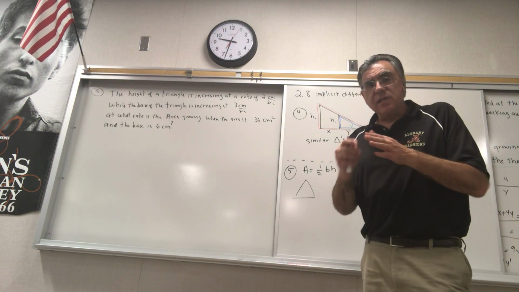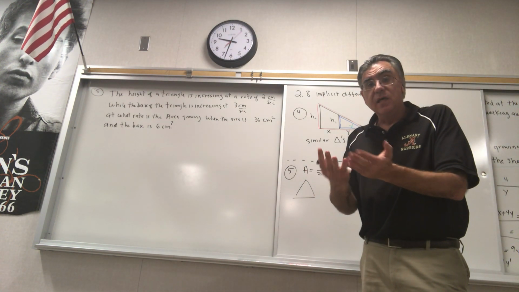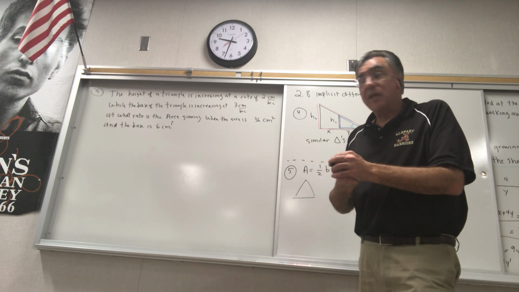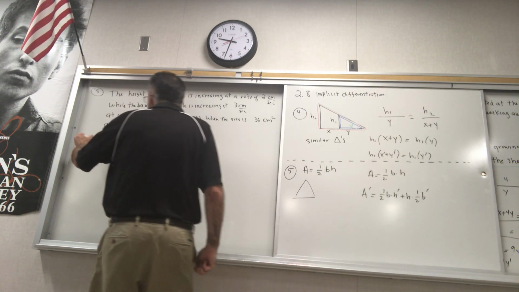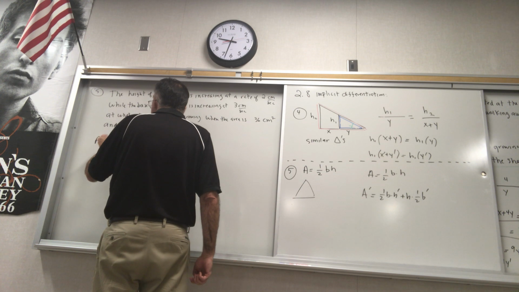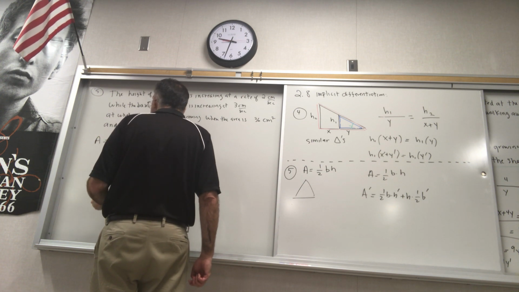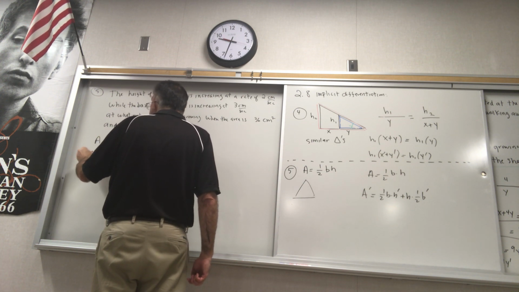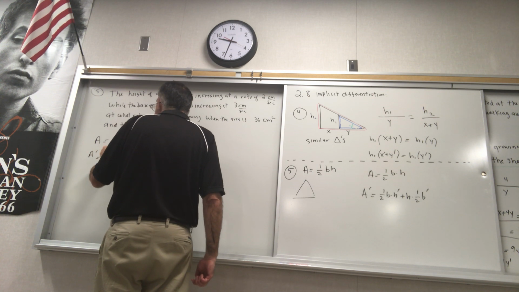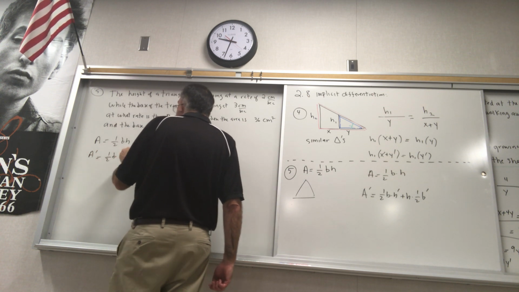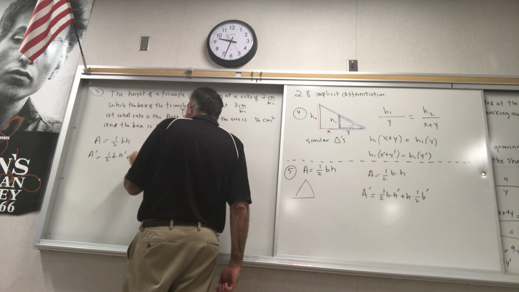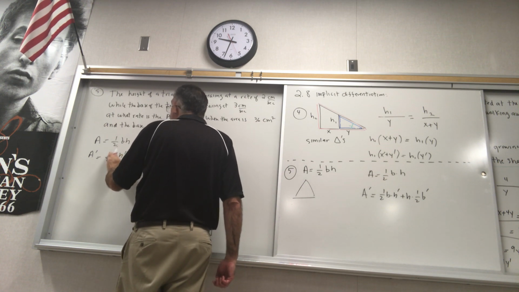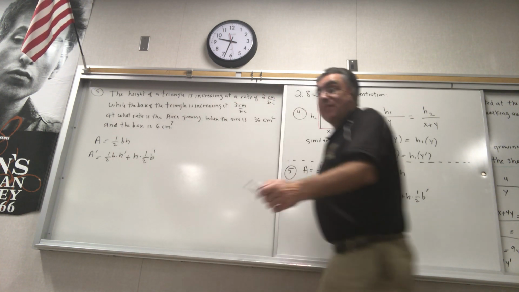But what it does do is it introduces the idea of using the product rule. We know the area of a triangle, 1/2 base times height, and we know how to take its derivative: 1/2 b times h prime plus h times 1/2 b prime. And only because we just did it earlier today.